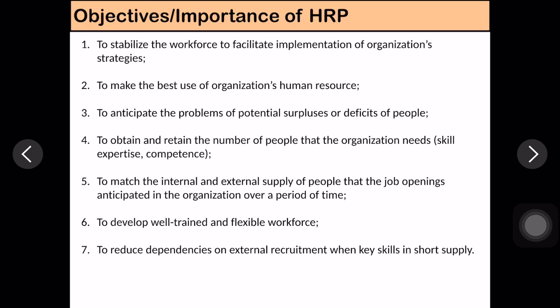Last but not least, number 7, to reduce the dependency on external recruitment when key skill in short supply. So basically kita kalau boleh, company-company besar, contoh macam company BMW, company hotel Hyatt, dia prefer untuk guna internal recruitment sebab dia tak nak terlalu bergantung kepada external recruitment. Sebab kalau boleh kita tak nak depend kepada outsource people lah. Contoh macam you terpaksa ambil orang buat kerja part time untuk you punya company, walhal you tahu company you tak ada that much orang kata apa, allocation atau peruntukan untuk hire a new employee.